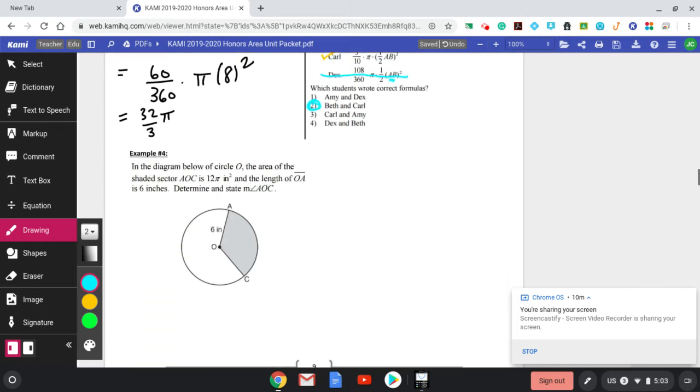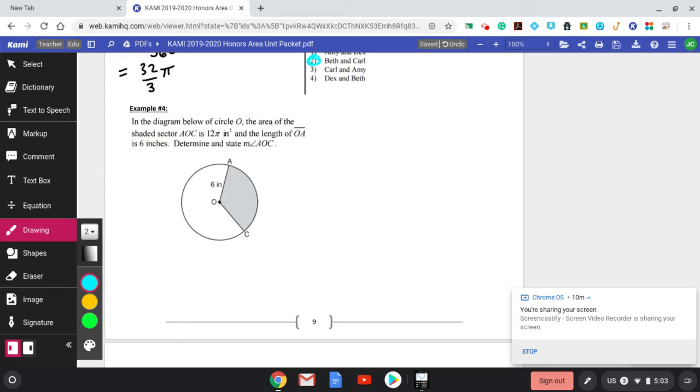All right, moving on. Diagram below of circle O. Now they're giving me that the area of this shaded region is 12 pi, and the length of OA is 6 inches. Determine angle AOC. Okay, so now we're going to be solving for a different part of this sector. Really we could choose either formula here, the radians or the angle. I'm going to choose the angle one here. So we know the area of the sector is equal to the measure of the arc over 360 times pi r squared.